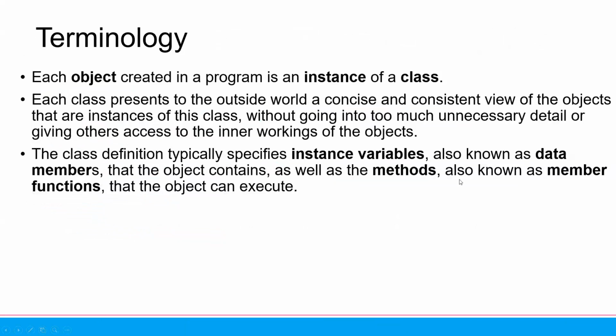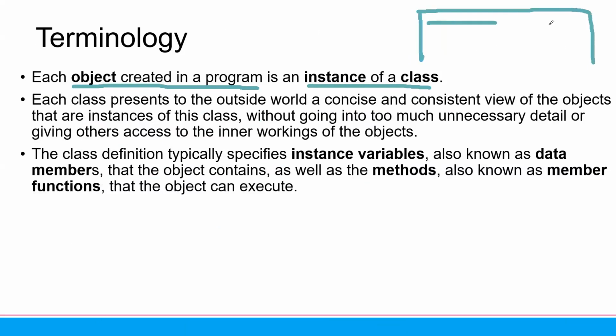In object-oriented programming, we need to understand some terminologies. We have object. Each object created in the program is an instance of a class. If you understand what we have in the table, usually we call it, this is one object. So one object is like one data. Or we call this an instance.